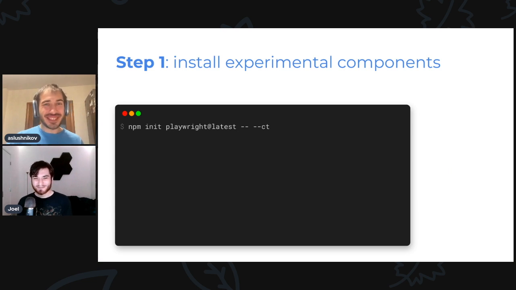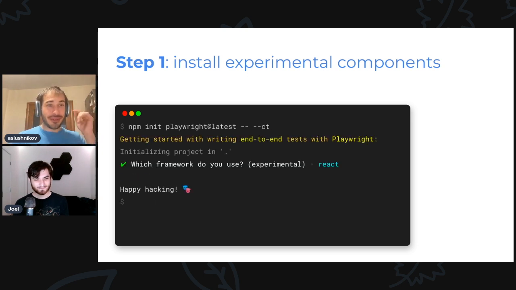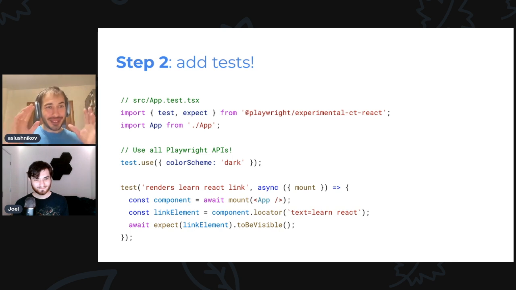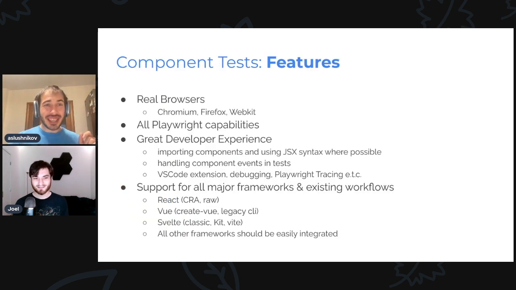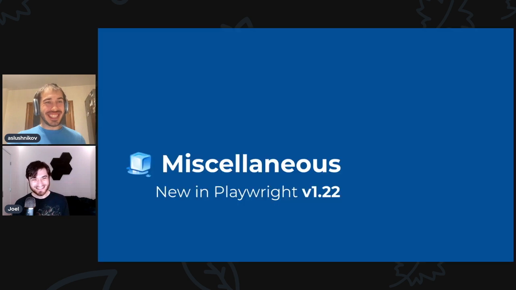Okay, quick overview. To install this experimental component testing, do npm init playwright --ct, pick your framework and write your tests. With this you get real browsers, all the Playwright capabilities, and a great developer experience with tracing for debugging and JSX syntax for multi-components. Go watch the other video, this is all covered. And all the frameworks. Next slide.